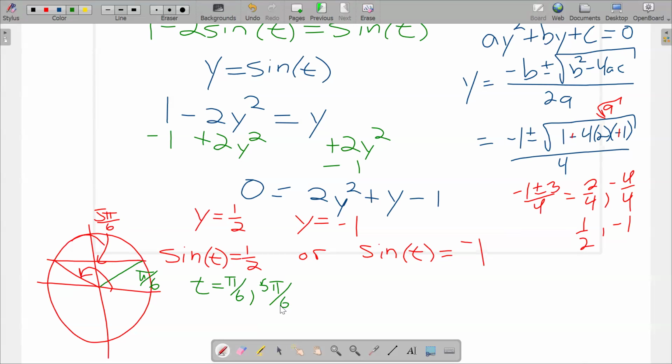And for the other one, when is y equal to negative 1, that would be down here, 3 pi/2. And so that would just be 3 pi/2. So that one only gives us one solution. And again, the original problem asked me to find values between 0 and 2 pi. So although we could measure that as negative pi/2, it doesn't fit in that range there.